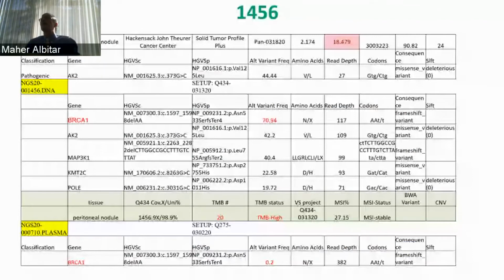Patient TMB, as you can see, is very high here. And next slide. So the next slide shows the summary of these findings. So the BRCA1 is a somatic mutation, not germline, and there are additional abnormalities.